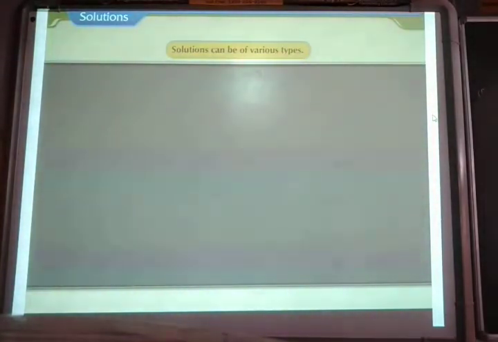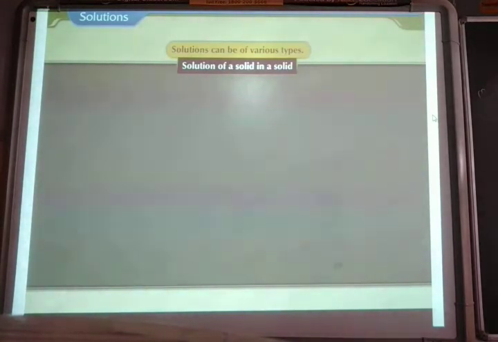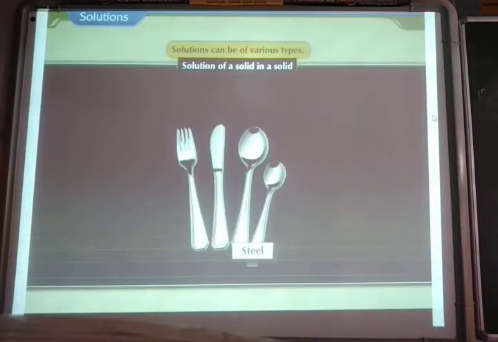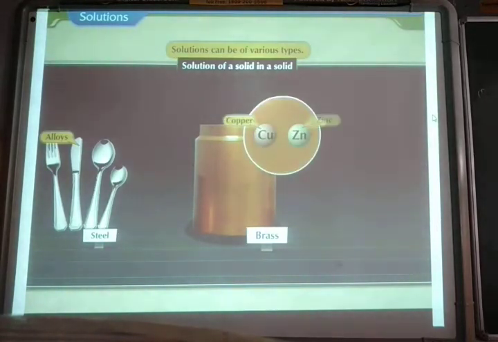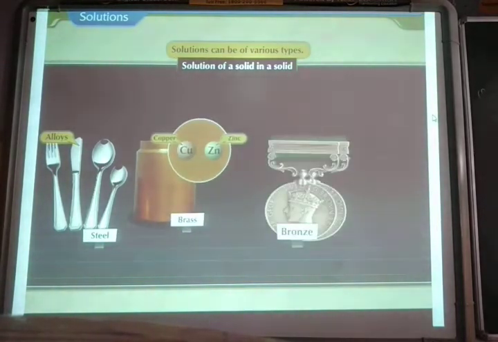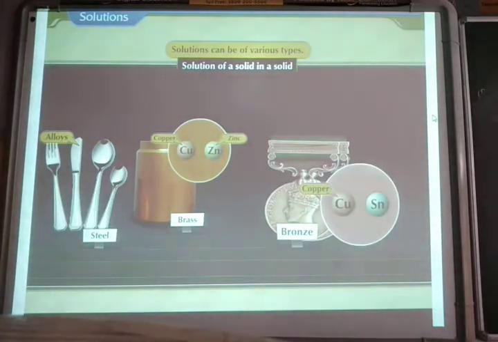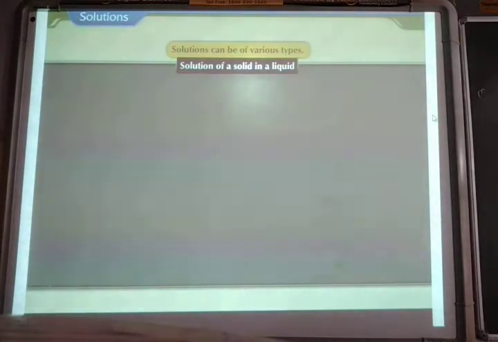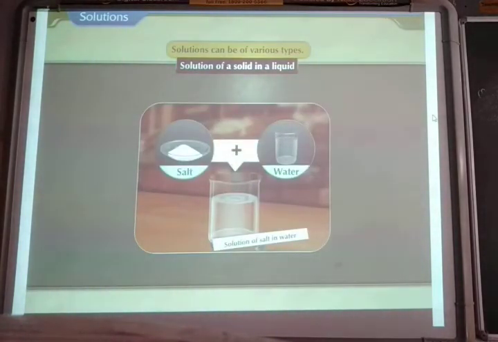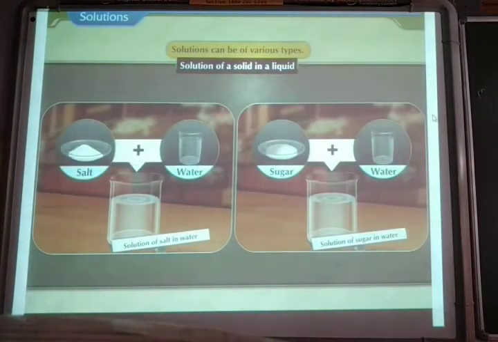Solutions can be of various types. Solution of a solid in a solid. Alloys are solutions of solids in solids. Brass is an alloy of copper and zinc. Bronze is an alloy of copper and tin. Solution of a solid in a liquid. Salt and sugar solutions are examples of this type of solution.